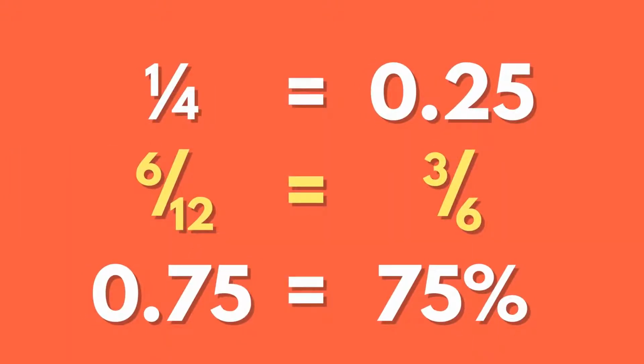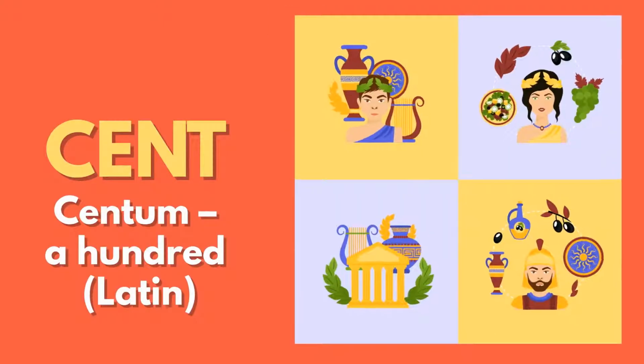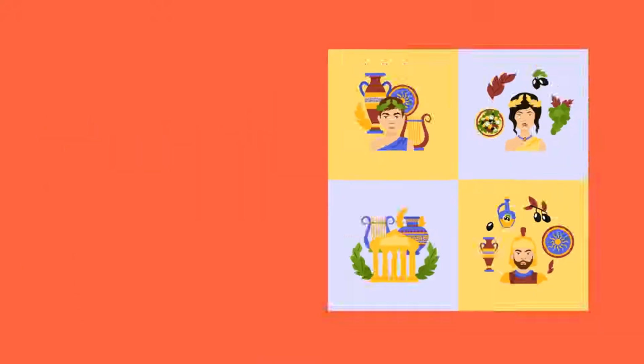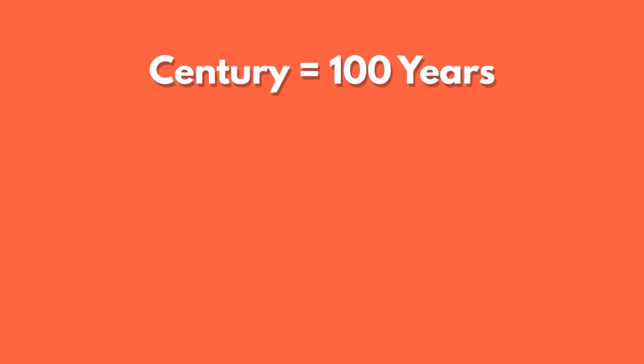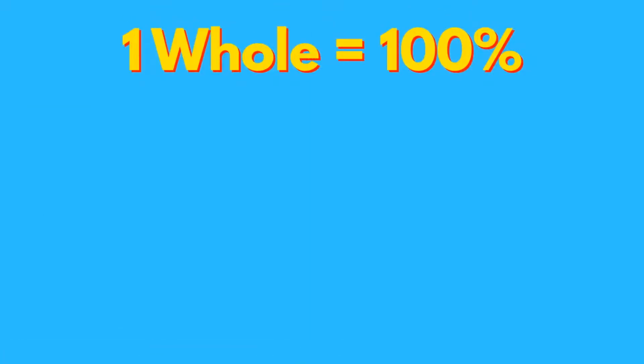Comparing values can sometimes be difficult, but we can convert them between fractions, percentages, and decimals to help us out. The words we use in maths can tell us a lot about it. Percentages let us know we are comparing out of 100. A century is 100 years, and there are 100 cents in a dollar. The whole of something is 100%.